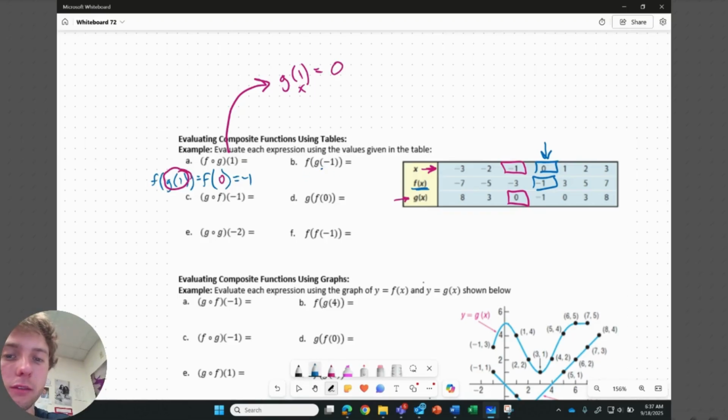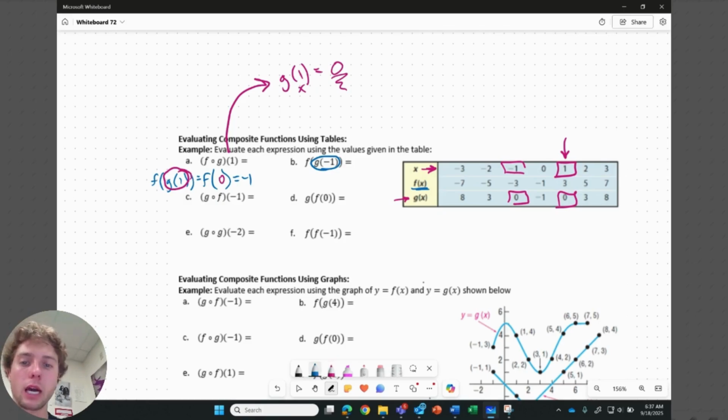F of G of -1, start with the inside. Locate the X value of -1, that is right here. Identify the G value at that time, that is 0. Oh, the first one, it looks like I messed up because I went to 1 instead of -1, but it looks like those are actually the same values there. So it still worked out. Okay. Part A, my fault. I meant to look here at the X value of +1. That still gave us 0 though, so our input still worked.